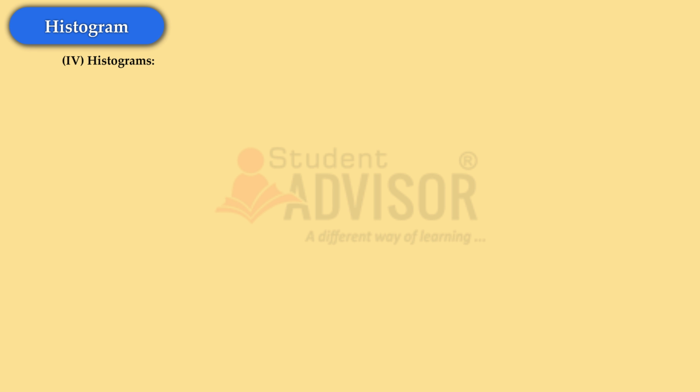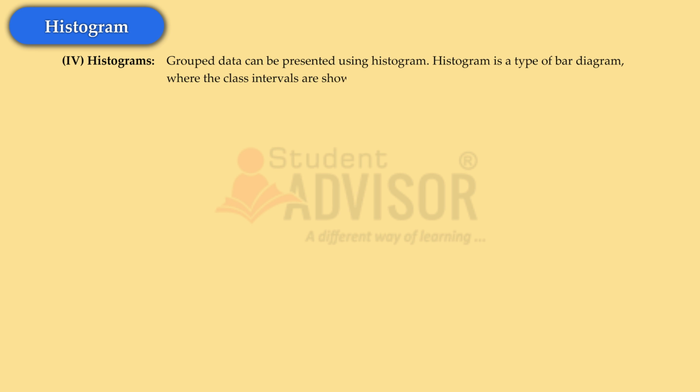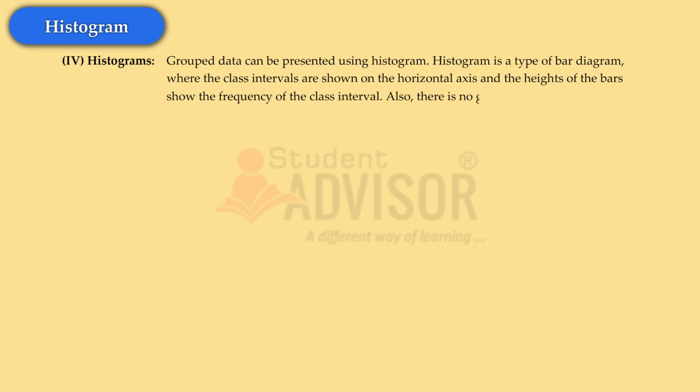Histograms. Grouped data can be presented using a histogram. A histogram is a type of bar diagram, where the class intervals are shown on the horizontal axis and the heights of the bars show the frequency of the class interval. Also, there is no gap between the bars as there is no gap between the class intervals.